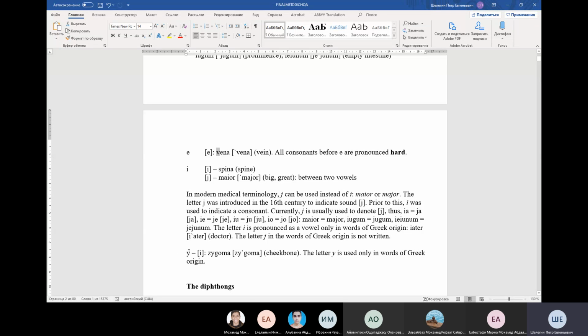Also the epsilon, just a reminder of the epsilon, which is read like E. So the cheekbone is read like zygoma. Zygoma. Yep. The origins of this letter must also be known to you. The letter epsilon is used only in words of Greek origin. So whenever you see an epsilon, you can surely tell that this word originated from Greek. So these are the vowels.